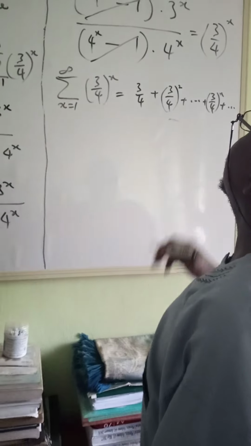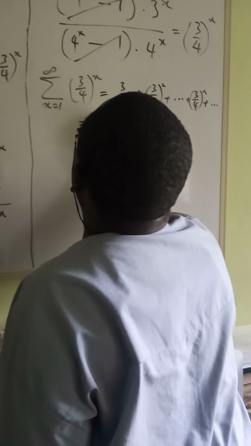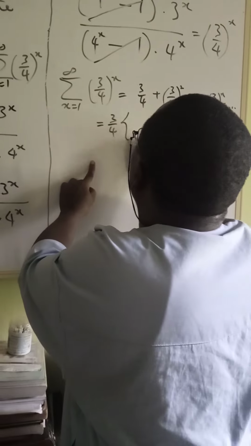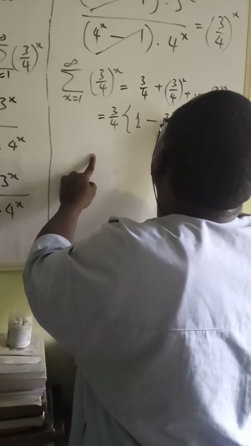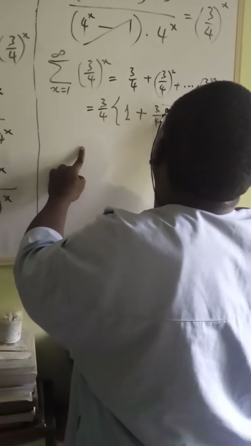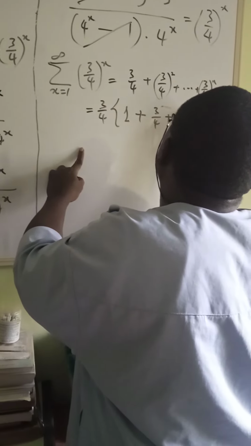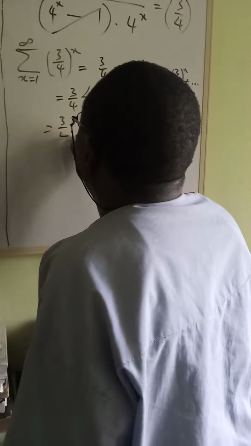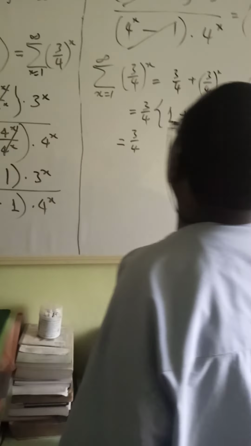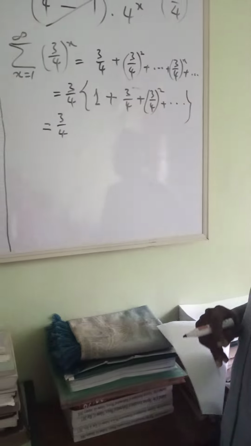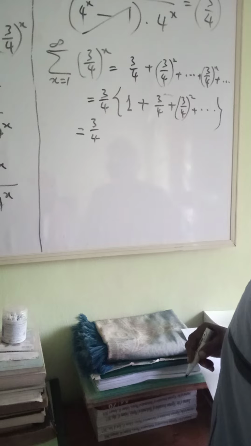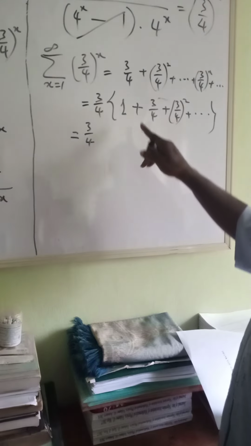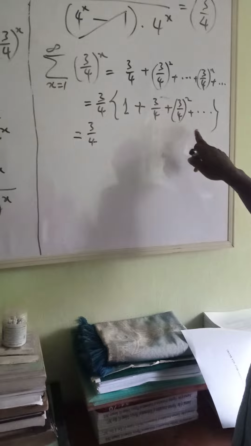But there's something of importance here. I can factor out the 3 over 4. If I do, I will have 1 plus 3 over 4, plus 3 over 4 squared, plus, it continues like that. The 3 over 4 outside still remains, no doubt. But this is a series, a GP whose common ratio is 3 over 4. First term is 1. Common ratio is 3 over 4.